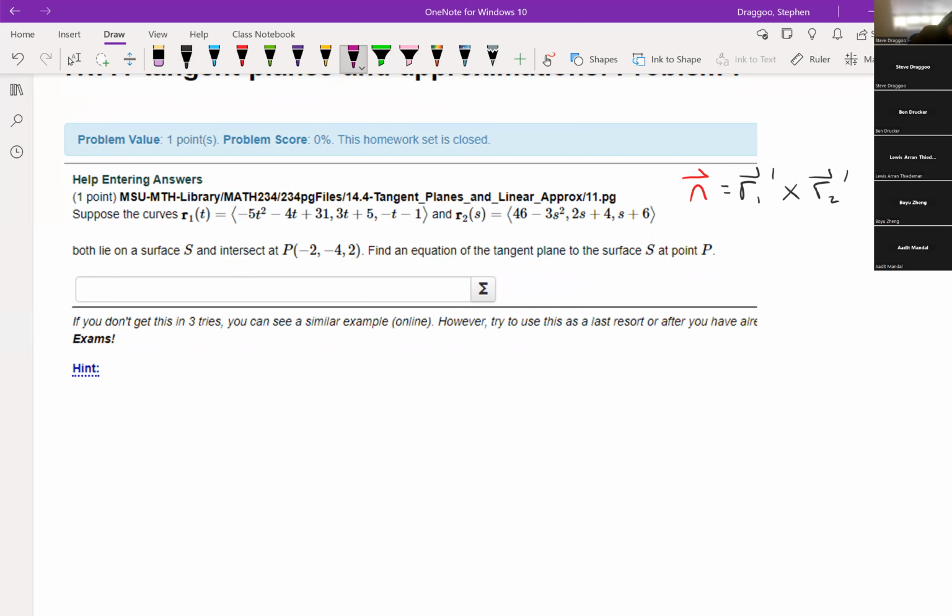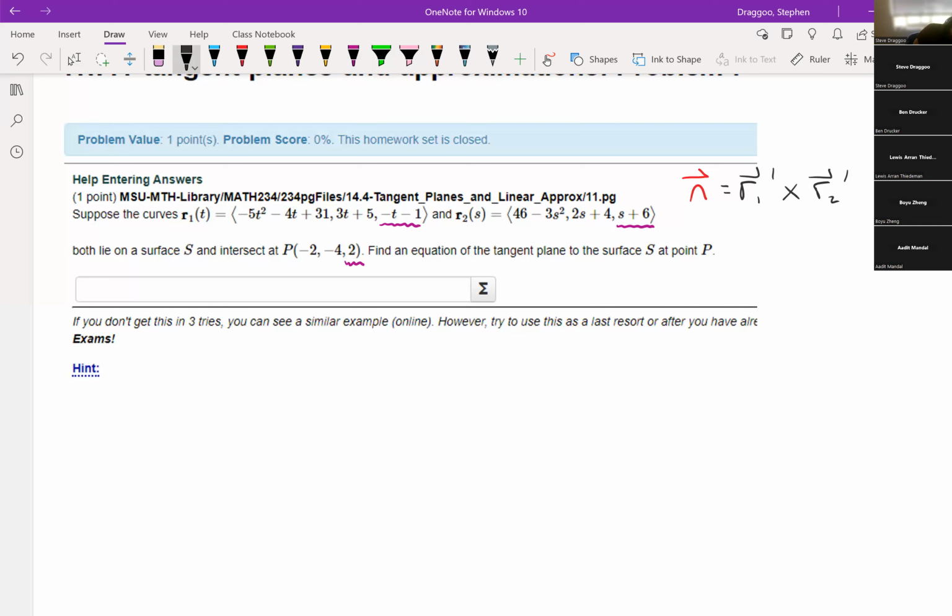So if I look through those components, their X components are squared, so I don't want to start there. Their Y and their Z components are both linear, but the Z component looks like the simplest of the bunch. So what I'm going to do is take those two Z components and set them equal to the Z value of that point to solve for T and for S.